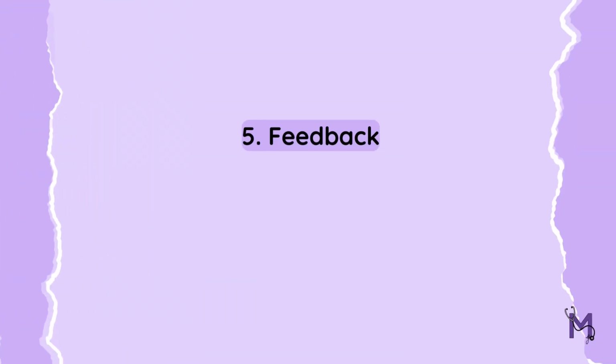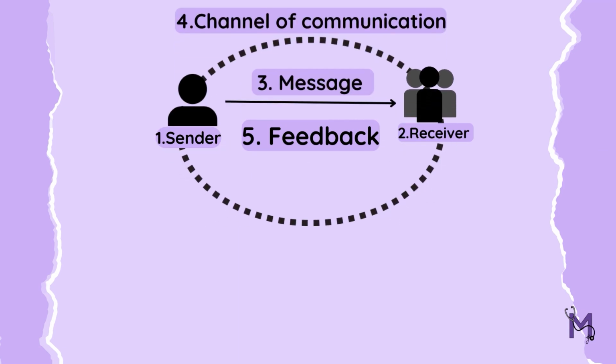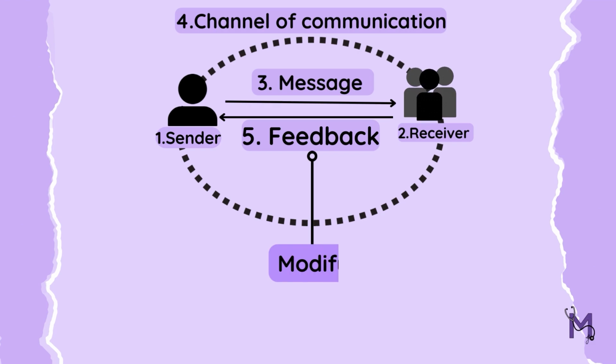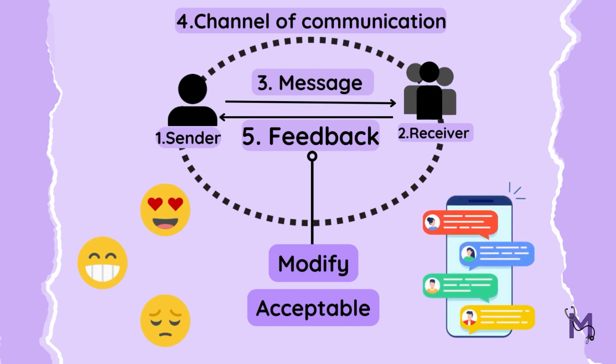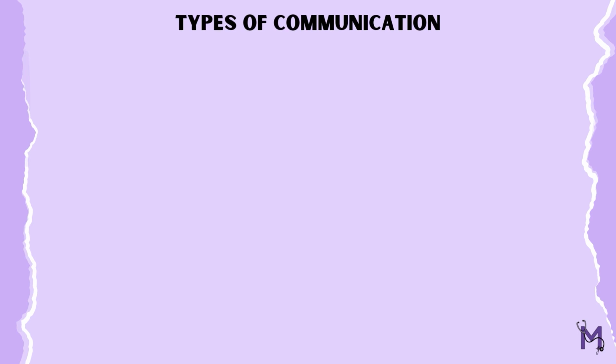Lastly, we have feedback, which is the flow of information from the receiver to the sender, providing an opportunity for the sender to modify the message wherever required and hence render it more acceptable. As you may have noticed, the feedback we provide in class groups might be emojis or a simple message like noted. After components, let us now discuss the types of communication.